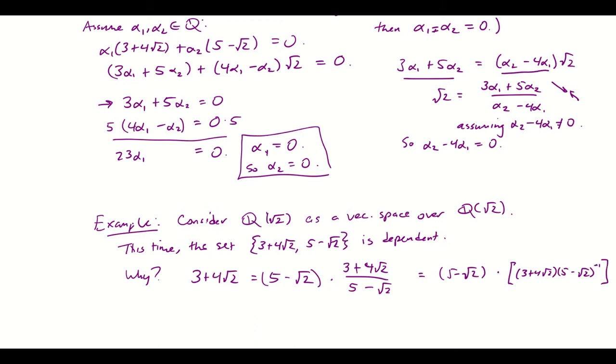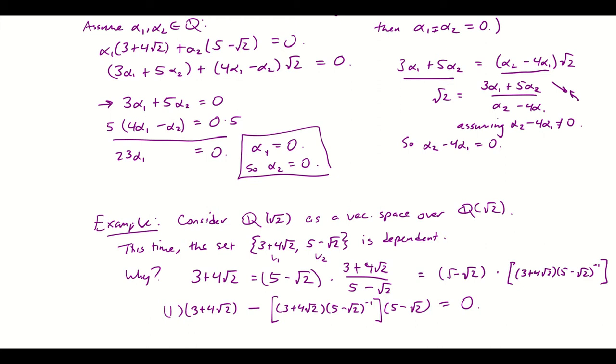So anyway, what that means is that I can write 1 times (3 plus 4 root 2). And then what do I have then? I have minus this scalar, (3 plus 4 root 2) times (5 minus root 2) inverse, all of that times (5 minus root 2). Okay, so that's a non-trivial linear combination of 3 plus 4 root 2, that's v1, and v2, which is 5 minus root 2. And that's all equal to 0 because I took these two things which were equal, 3 plus 4 root 2, and this is also 3 plus 4 root 2, and I subtracted those.